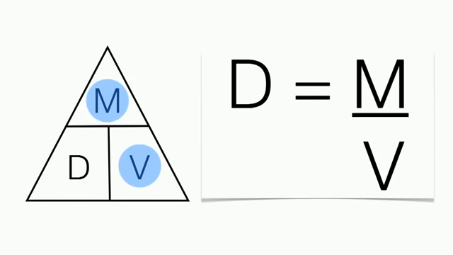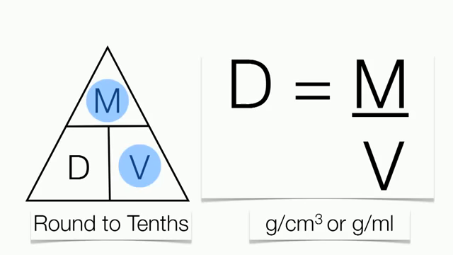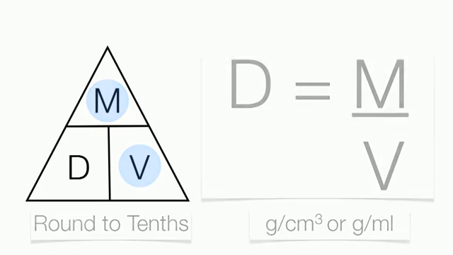Now the great thing about your density is that if you set up your DMV formula in a triangle like this, you can actually manipulate it to get 3 specific variables that can be determined through the DMV formula here. So when you put density equals mass over volume, mass on top, volume on the bottom, this is your standard density formula. And your units here are going to be grams per cubic centimeter or grams per milliliter. In this one, all your calculations are going to round to the tenths with the exception of eccentricity.